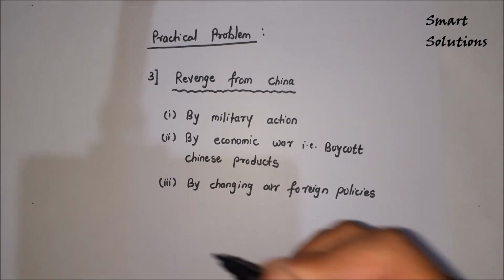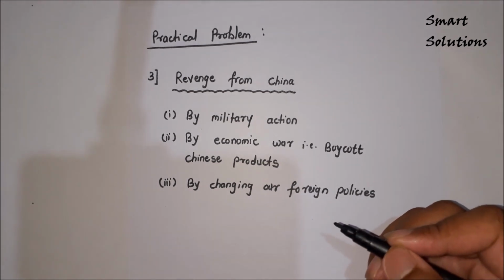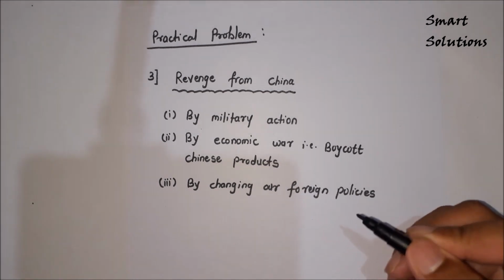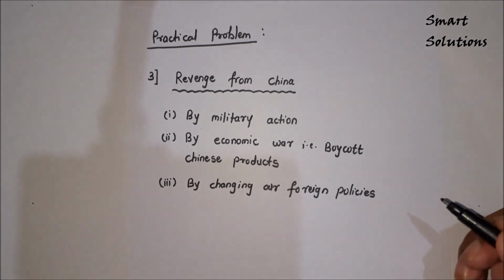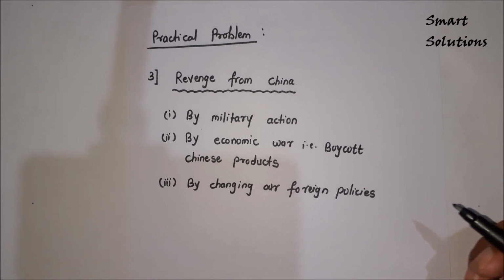So first of all, we have military action. What we mean by military action is that we will have war with China, directly have war with China by our armed forces, that is the Army, Navy and Air Force.